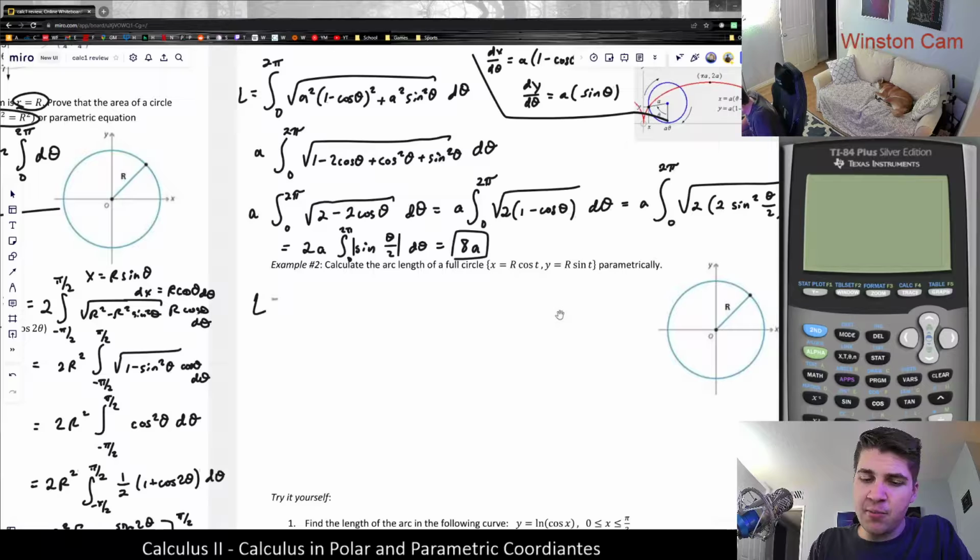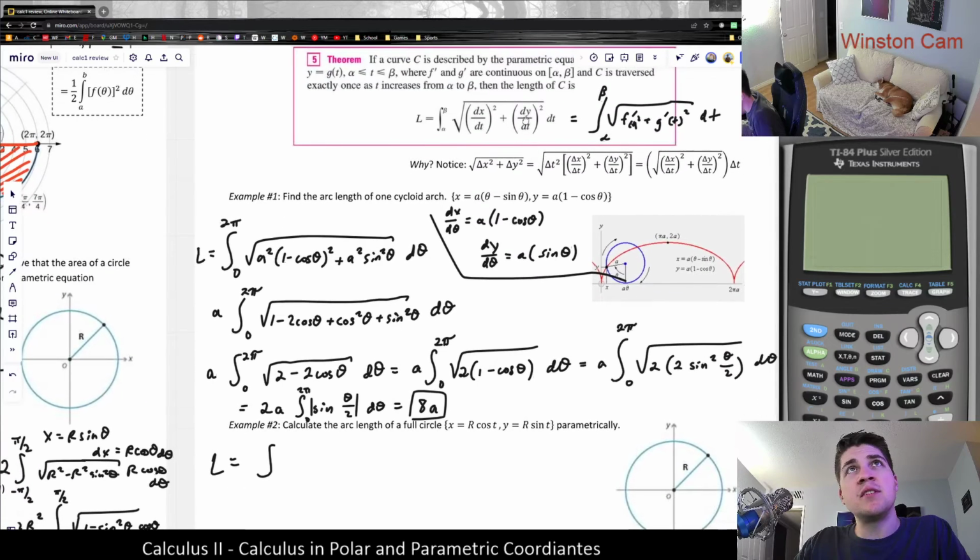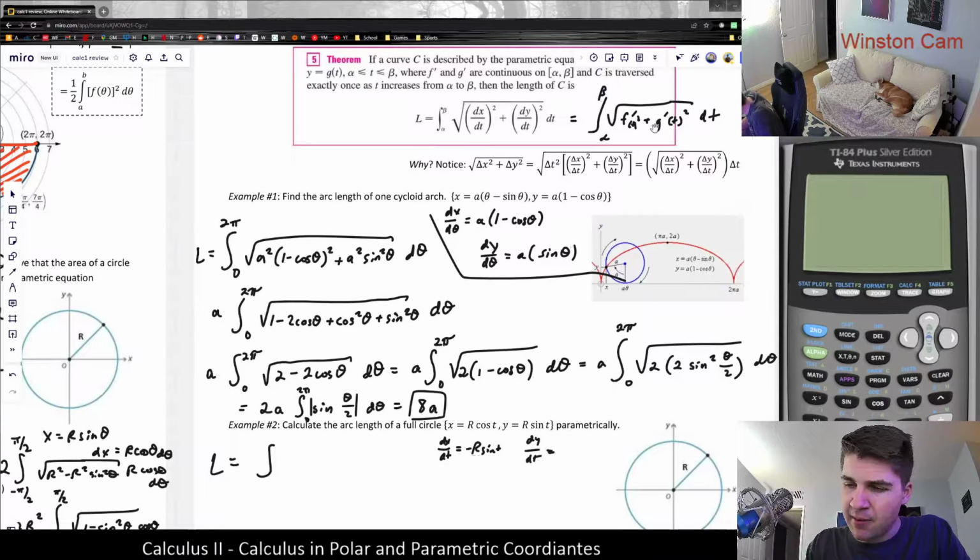So again, our arc length should be equal to the integral of, well, what we want to know is dx dt and dy dt, so that we can square them and plug them into our formula. The derivative of x with respect to t is negative r sine t, and the derivative of y with respect to t is r cosine t. We integrate across the parameter t, from 0 to 2 pi, because that constitutes a full circle, and we take the square root of those things squared, which gives r squared sine squared t plus r squared cosine squared t, with respect to t.